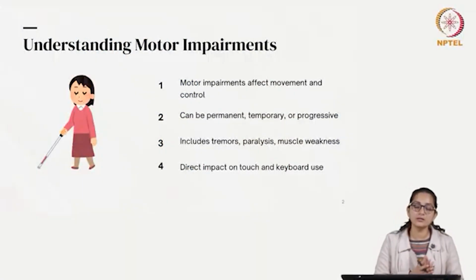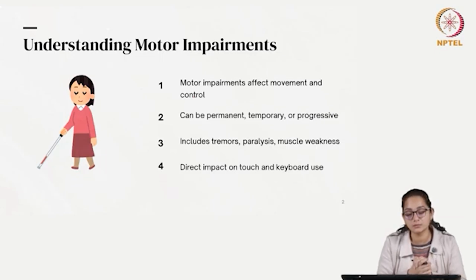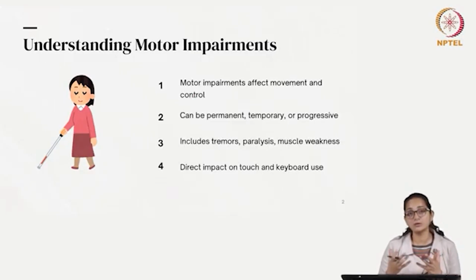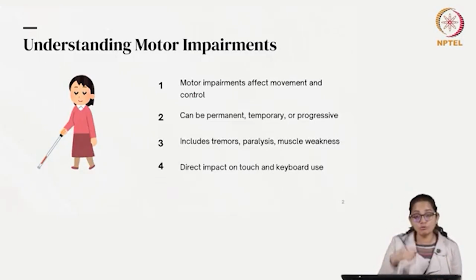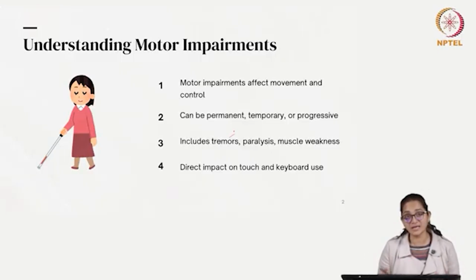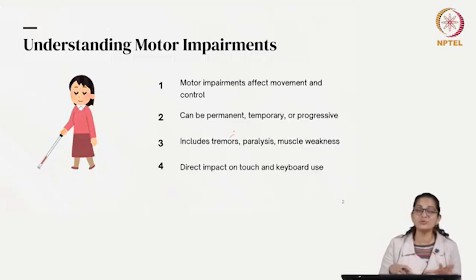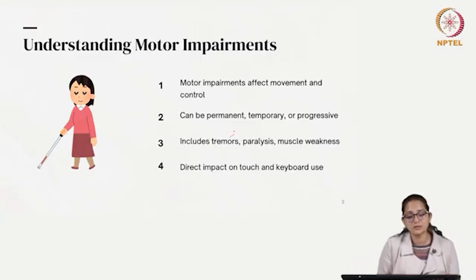So, let us start with understanding what is motor impairment. Motor impairments is something that affect your movement, your control. It can be permanent, temporary, or it can be progressive. It includes tremors, paralysis, muscle weakness, etc. It can directly impact how you interact with your keyboard or how you interact with touch sensitive digital interface. So then it is very important.